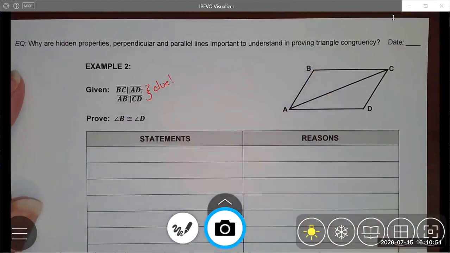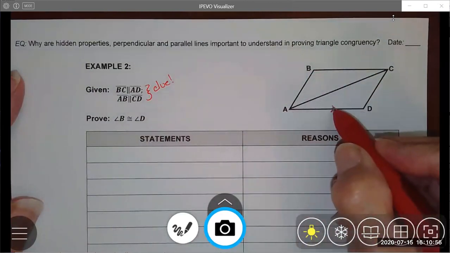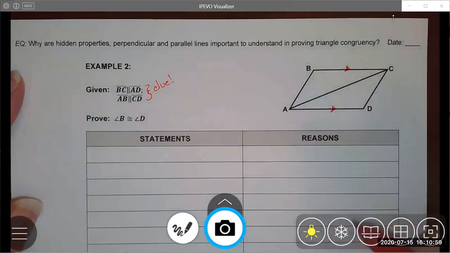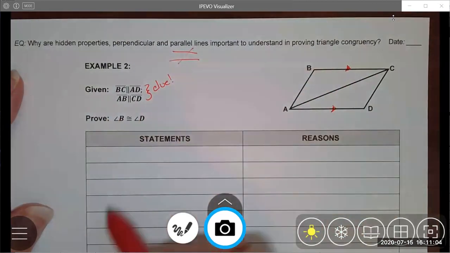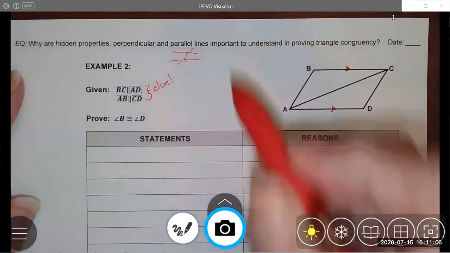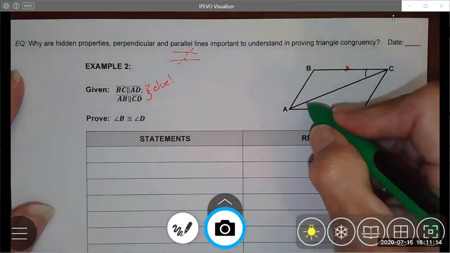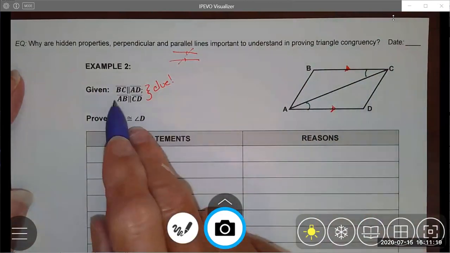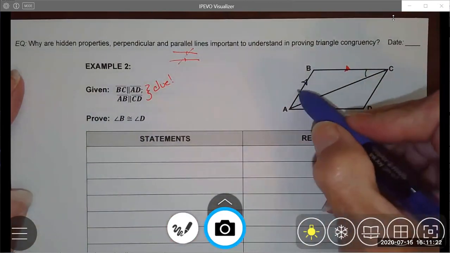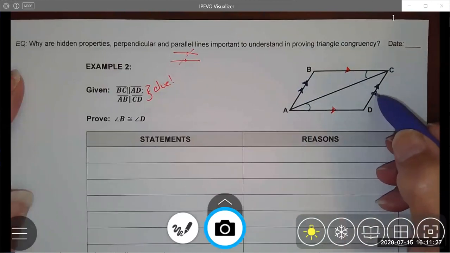Let's start by marking our picture. I'm given some parallel lines. BC is parallel to AD, so I'm going to mark that with a single arrow. That's my 2 lines. They're cut by a transversal, so I suspect I'm going to have alternate interior angles there. I'm going to go ahead and mark that. Here's my alternate interior angle. I was also given that AB is parallel to CD, and I'm going to use 2 arrows here, right?